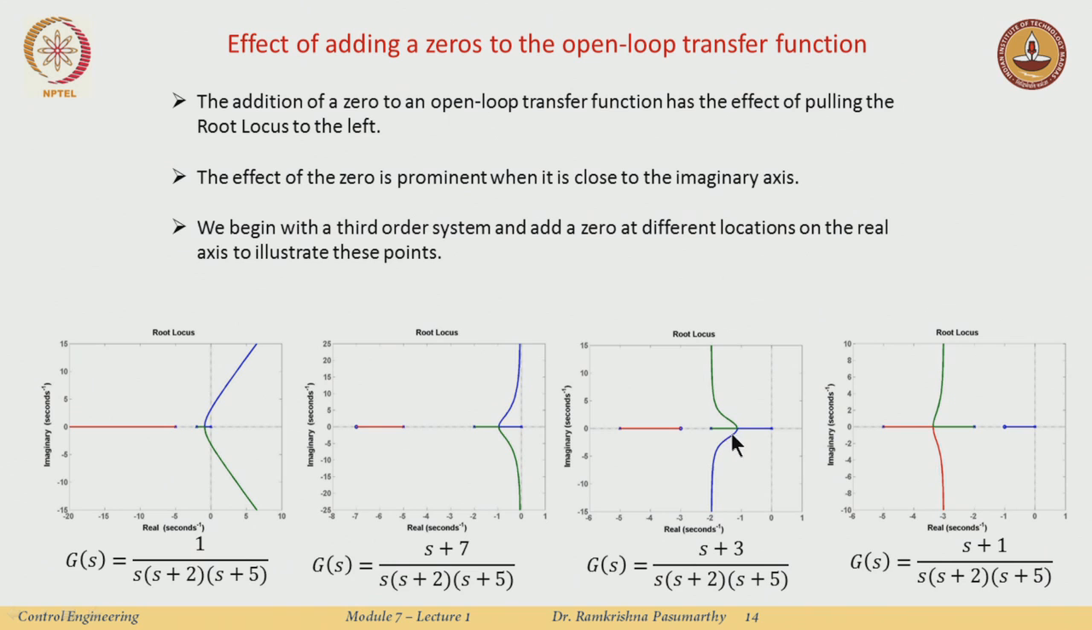Now, I add a 0 at minus 3 and I say, well, it is actually fairly stable for all values of gain k, right, and if I add it further at minus 1, then I get a configuration which looks like this. Okay. So, what does the observation tell us? The observation tells us that the addition of a 0 to an open loop transfer function pulls the root locus to the left, and the effect of 0 is prominent when it is close to the imaginary axis. So, in these plots we just start with a third order system and then study several effects.